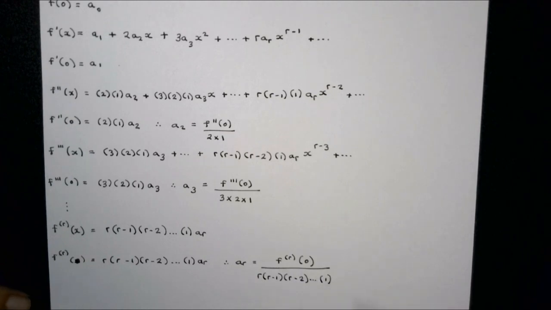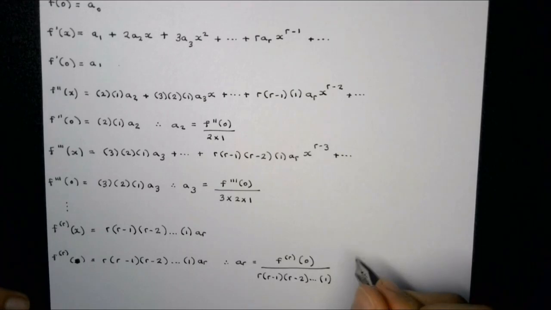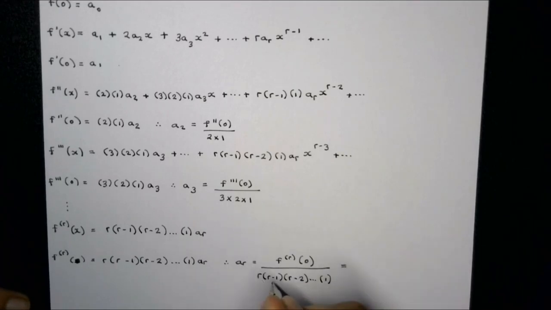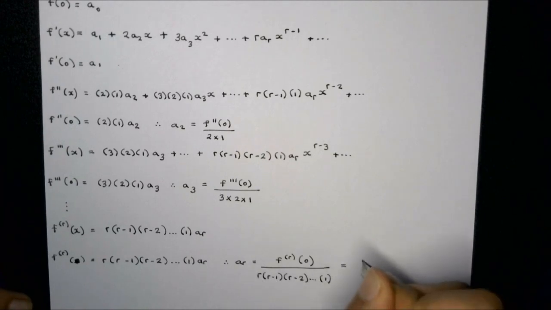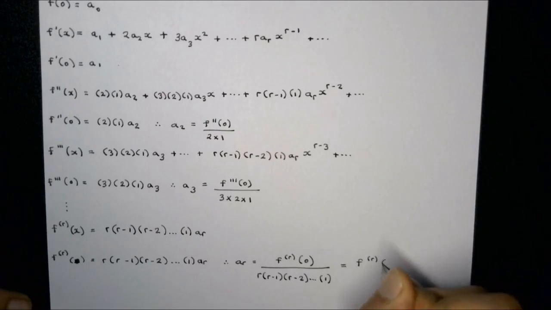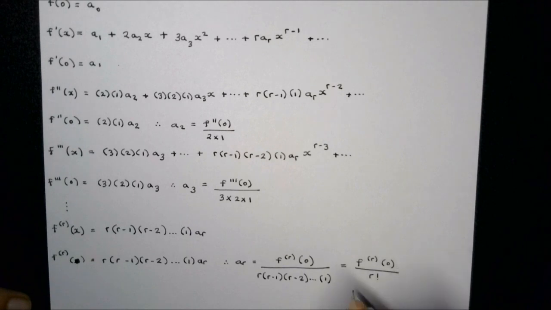What do you notice over here? Hopefully here you can notice this result here is the same as r factorial on the bottom, because we have r times r minus 1 times r minus 2, etc. and we finish at 1. So here we have the nth derivative of f at 0 divided by r factorial.